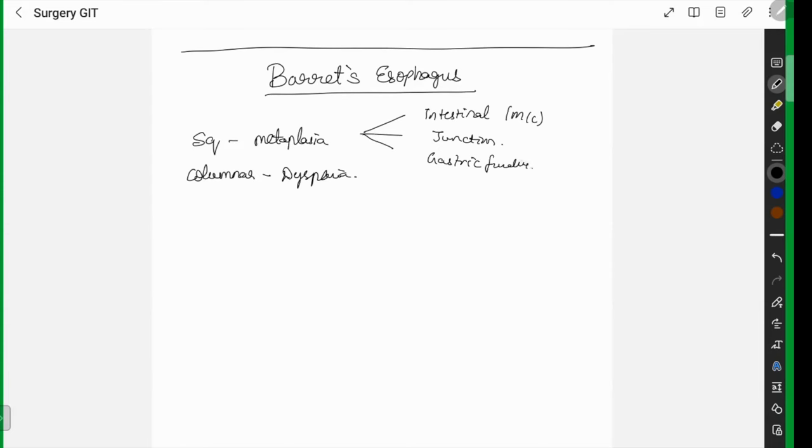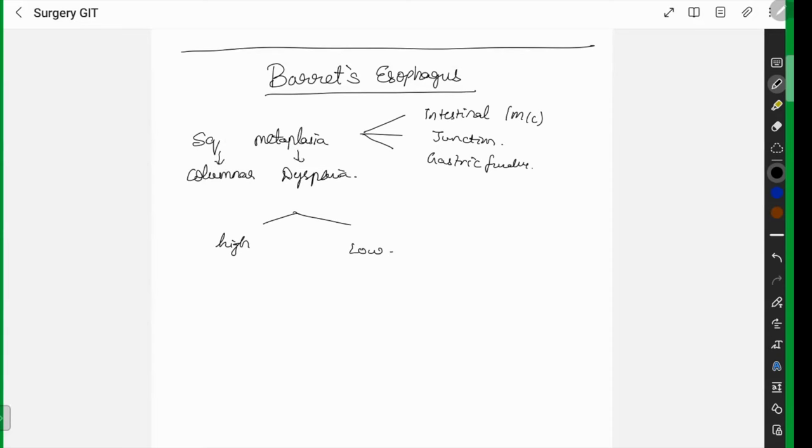Similarly, your columnar dysplasia can be of two types. Either it can be high grade or it can be low grade. So when do you call it a Barrett's esophagus? The squamous is going to change into columnar. Squamous slowly becomes metaplasia and then dysplasia. So squamous changes to columnar, metaplasia to dysplasia.